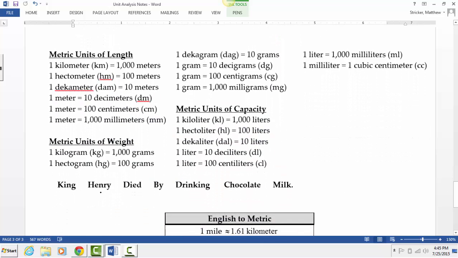Now, also on the back page, I have this memory mnemonic. It says, King Henry died by drinking chocolate milk. And this is another way of doing conversions in the metric system. So the king stands for kilo. The Henry stands for hecto. The died stands for deca. This is our base unit. By stands for base. Drinking stands for deci. Chocolate stands for centi. And milk stands for milli.